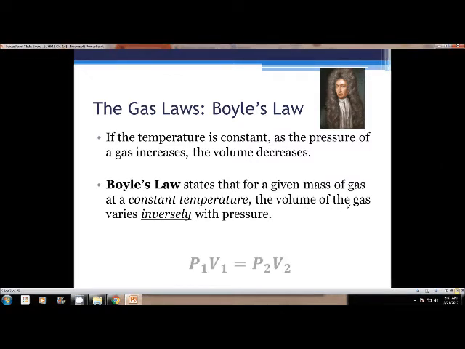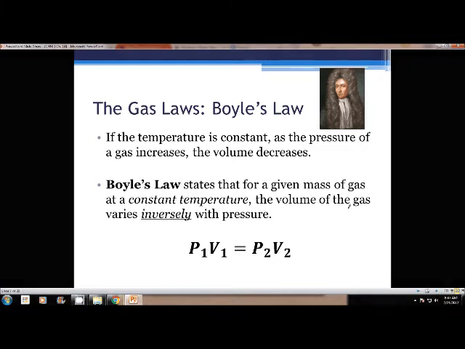Well, we're super creative with our equation, and we use P's and V's. P stands for pressure, V stands for volume. We have P1 V1 equals P2 V2. All that means is the ones are what it originally started at, and the twos are the new conditions, okay?